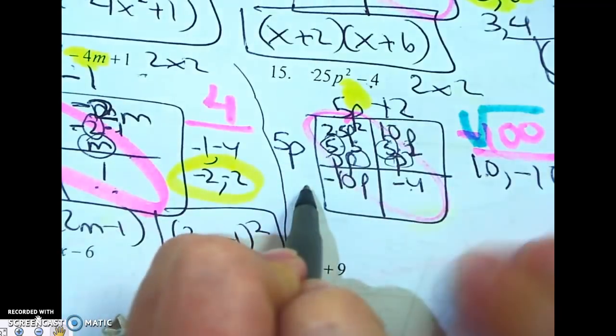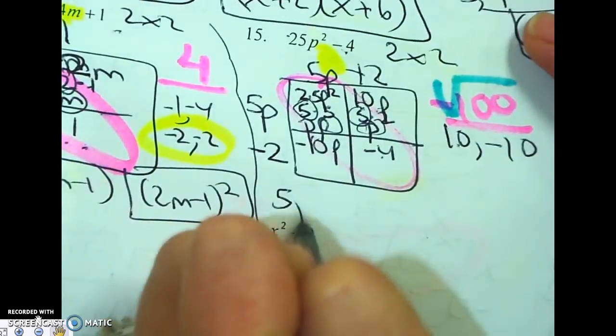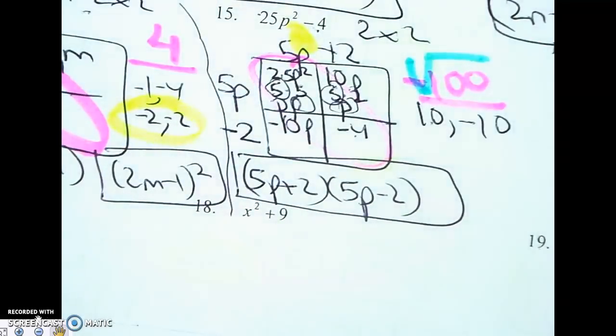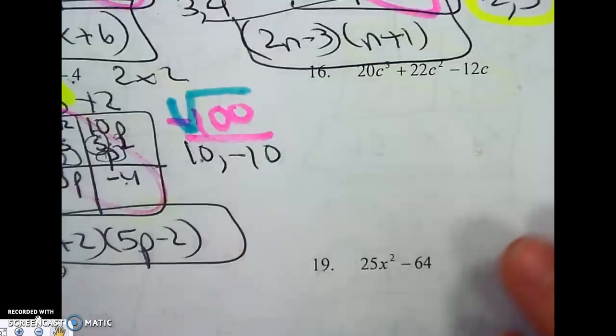2 times what is 4? 2, but it's negative, so I need to write negative. So my answer is 5p minus 2. Okay. Let's go to the next one.